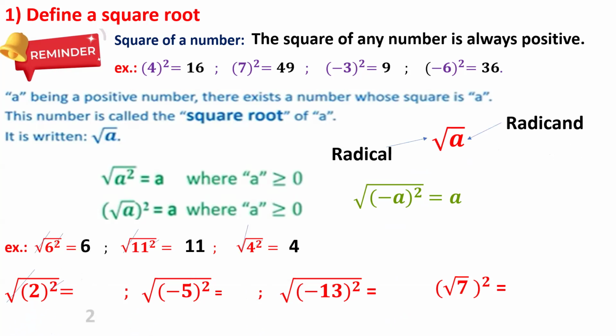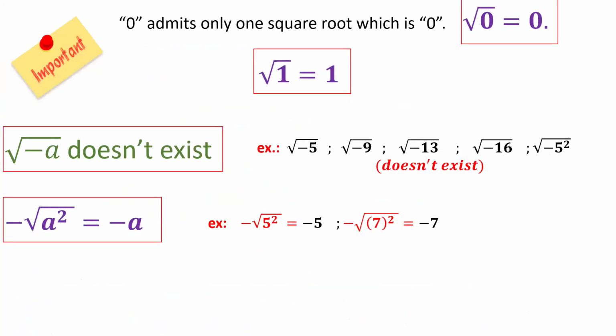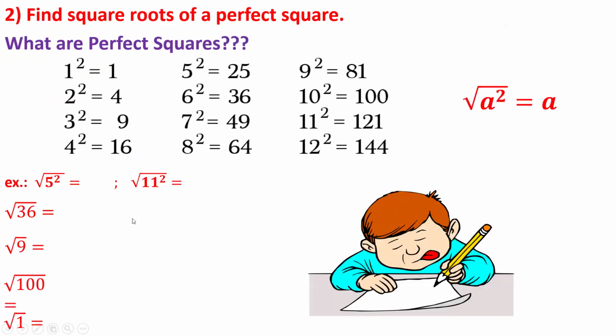We solved many examples like these. You can practice them. Always the square root of 0 is 0. The square root of 1 is 1. A negative radicand does not exist. So if you have a negative inside the radical in this form, it doesn't exist. For example, radical negative 5, radical negative 9, all these don't exist. But if the negative is outside, it doesn't have to do with the radical inside, it stays outside.